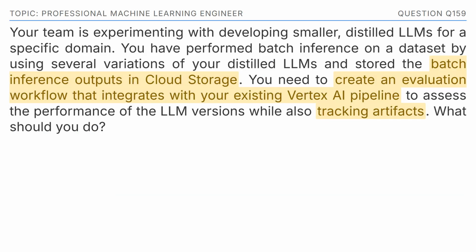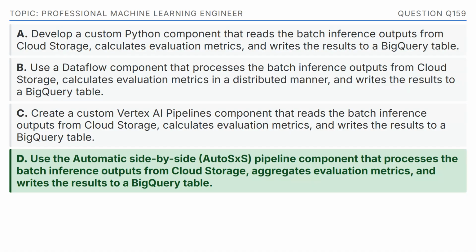To arrive at the correct answer, we focus on the keywords: batch inference outputs in cloud storage, create an evaluation workflow that integrates with your existing Vertex AI pipeline, tracking artifacts. The correct answer is option D. Use the automatic side-by-side (AutoSXS) pipeline component that processes the batch inference outputs from cloud storage, aggregates evaluation metrics, and writes the results to a BigQuery table.